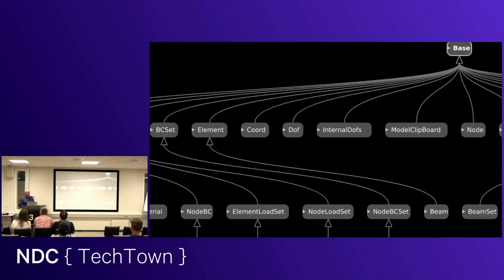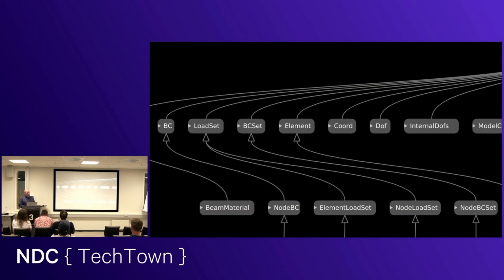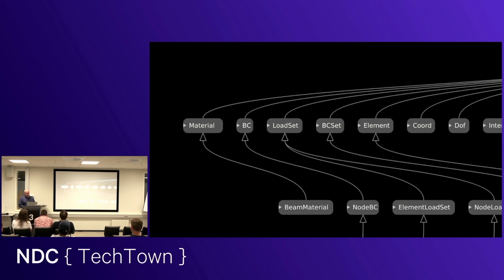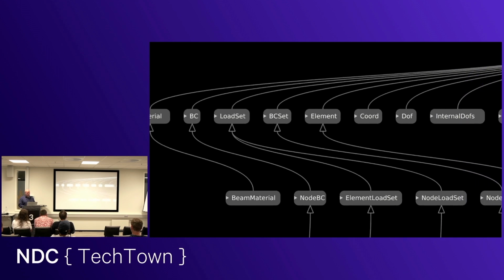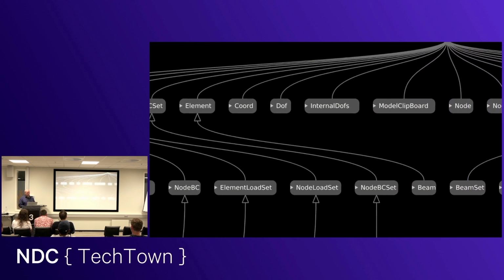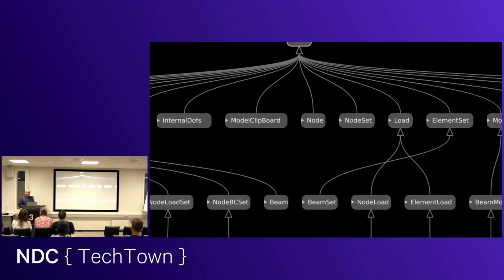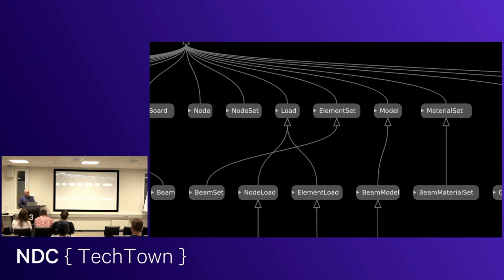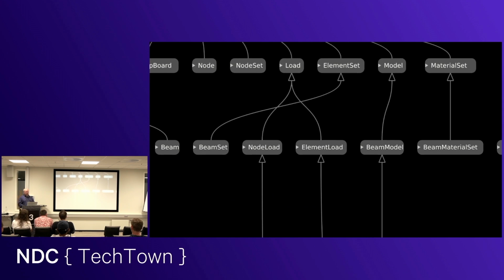So this is the object tree here. This is a lot of mechanics. I have material, beam material, I have load set, loads, elements, which is the basic building block of a finite element application. Then I have a beam, which is the basic building block of this application. I have beam sets, node sets, load sets, there are a lot of them. The main functionality is the beam model. And the beam model contains all the instances of all the nodes, all the elements, all the boundary conditions in a single class.